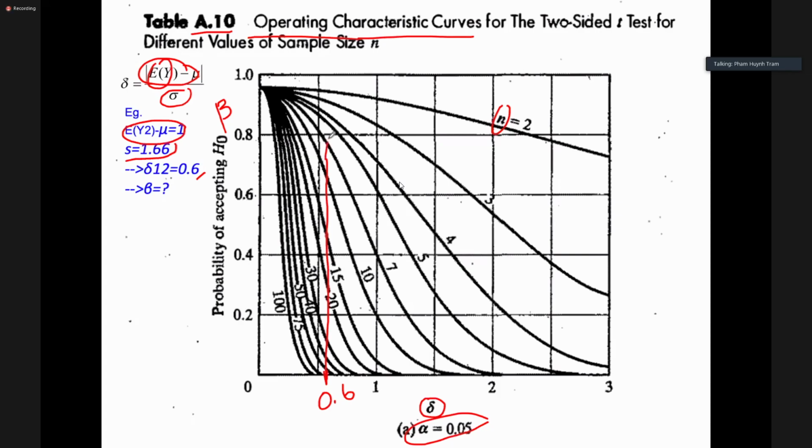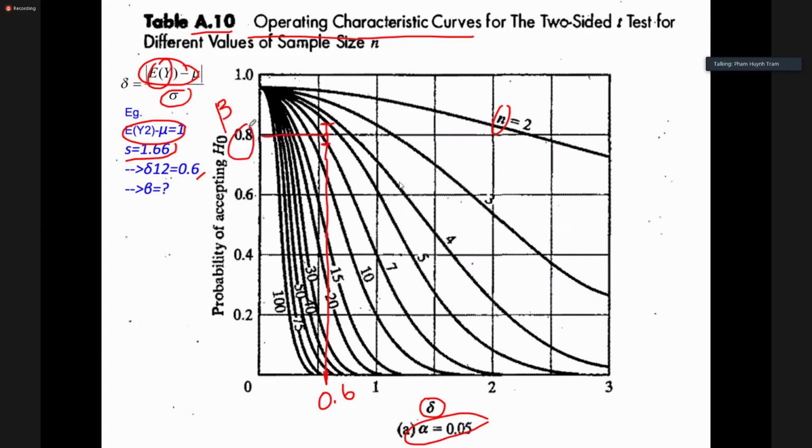Somewhere here is n equal to 7, and this is n equal to 5. So n equal to 6 is somewhere here, approximately. If it is around here, then our beta value would be around 0.8. Beta equal to 0.8, or 80%.